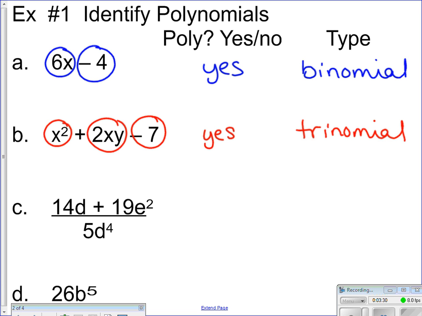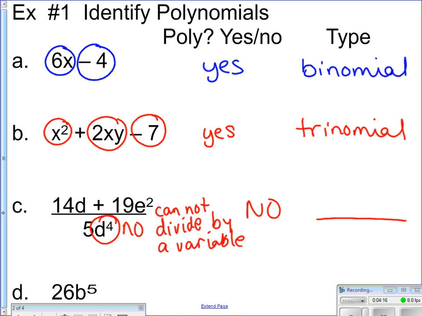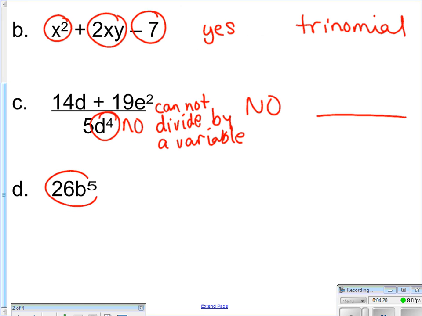Now when you get to C, and you ask yourself, is it a polynomial? The answer is no, because there's a variable in the denominator. The definition says numbers and variables multiplied together, not divided. Cannot divide by a variable. So the answer to this one is no, and you do not put anything on this line because you cannot be a monomial, binomial, or trinomial if you're not a polynomial to begin with. So again, you cannot divide by a variable. And the last one, this happens to be a single term multiplied together, so that is a polynomial. And the type that it is is a monomial because there's only one term there.